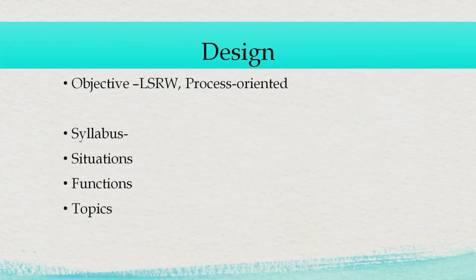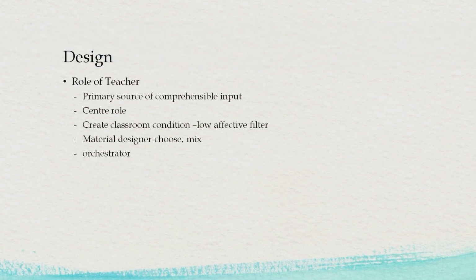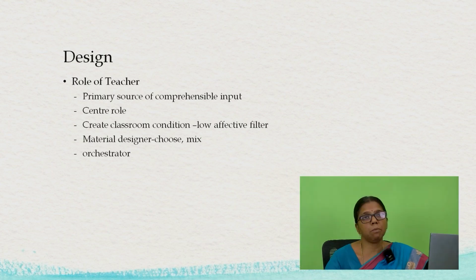And moving on to the Richards and Rogers framework. They talk about the objective, like what skills are concentrated here. All four skills are concentrated, and it's a process oriented approach. The syllabus is based on situational, functional, notional, or topic based syllabus. And the other part under design is the role of the teacher. The teacher is the primary source of comprehensible input, and plays a very central role in creating a classroom condition with a low affective filter, and the teacher should also be a material designer, because he or she should be able to choose the right kind of material and mix it appropriately. Based on the students' interest and things like that, they should be able to orchestrate the right kind of activity inside the classroom.